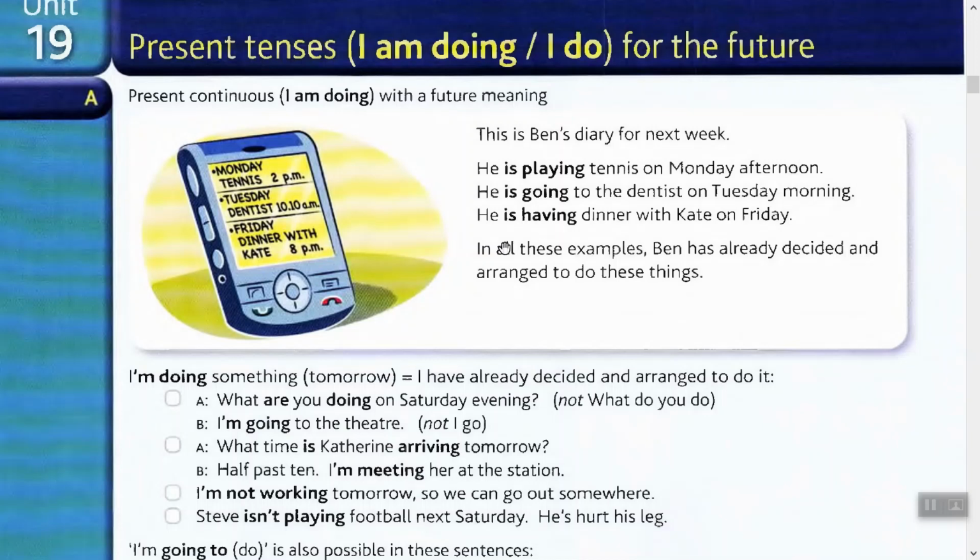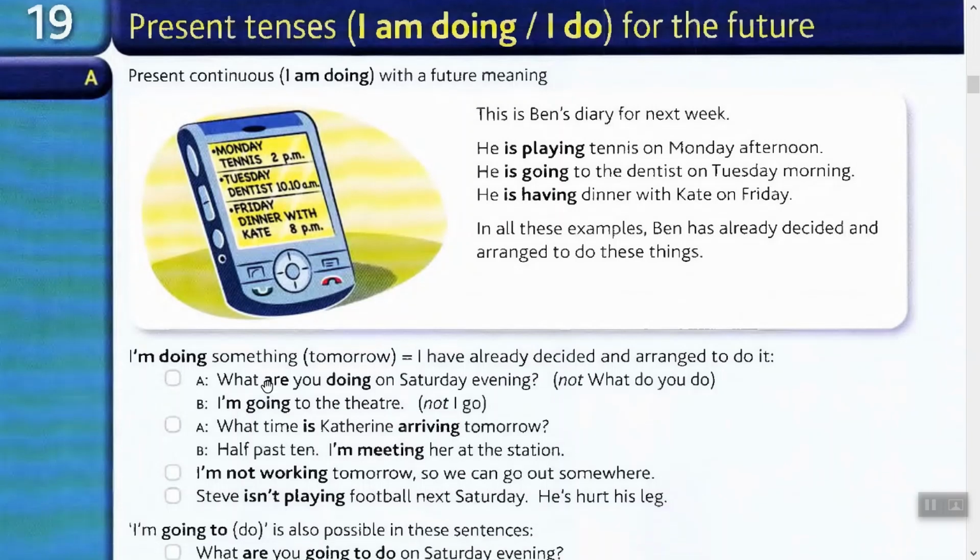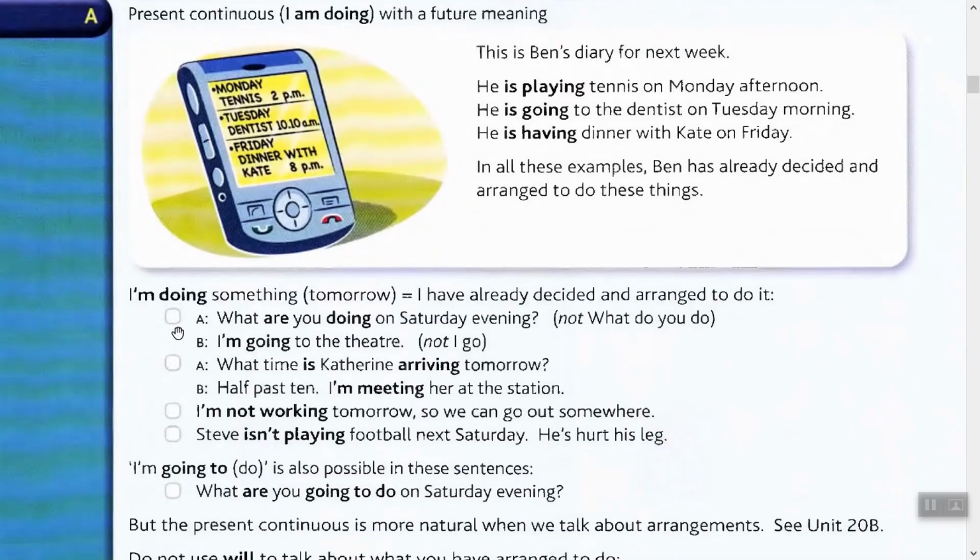Okay, this is Davis. هذا الاستعمال اللي هو هنا بالتفصيل راح نلقى. I'm doing something tomorrow. What does it mean؟ يعني هذا الاستعمال. هو طلاب مرات أشرح ما يفهم شنو الاستعمال. يمتى أقوله هذا الاستعمال. This is Davis. If I want to use present continuous for future, it means I have already decided and arranged to do it. Already decided, already arranged. يعني تخطيط مسبق.